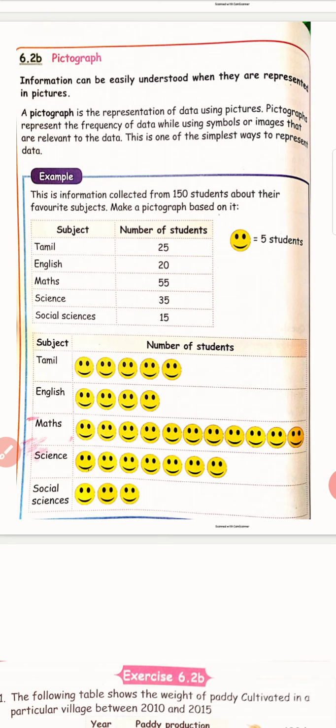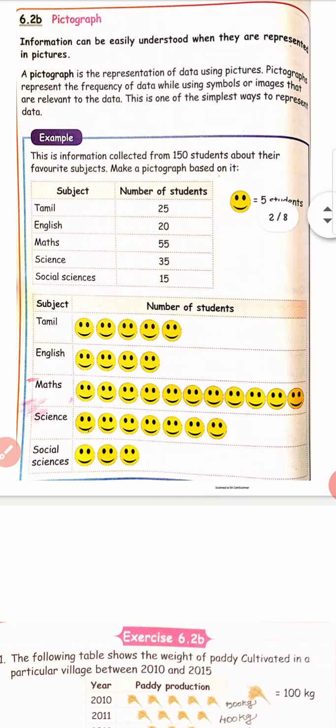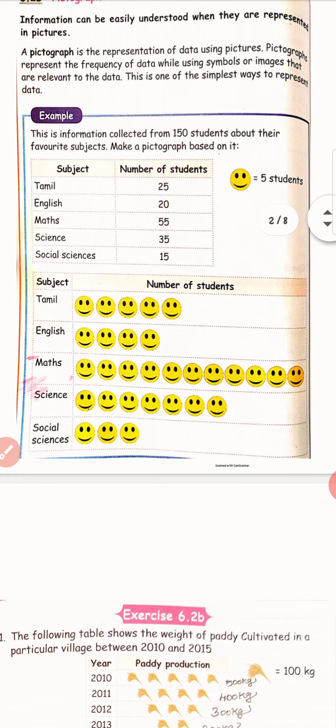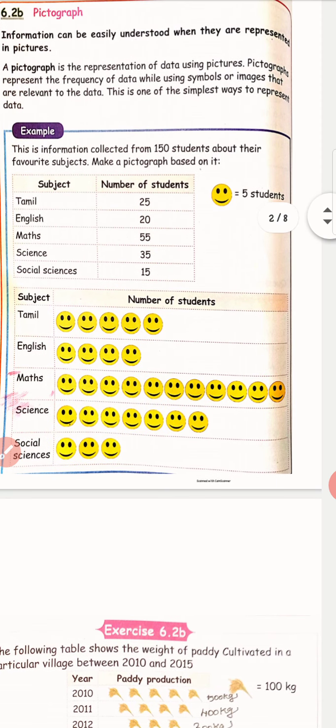So 150 students' favorite subjects are given. How many students like Tamil? 25. English 20, Maths 55, Science 35, Social Science 15. You see this picture. This smiley represents one picture, which is equal to 5 students. So one picture means we take 5 students.